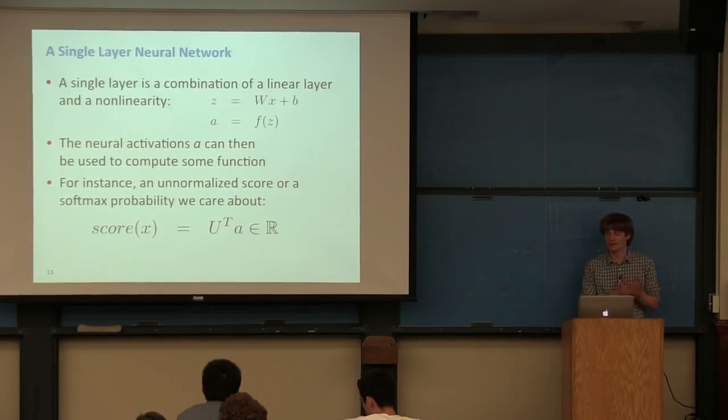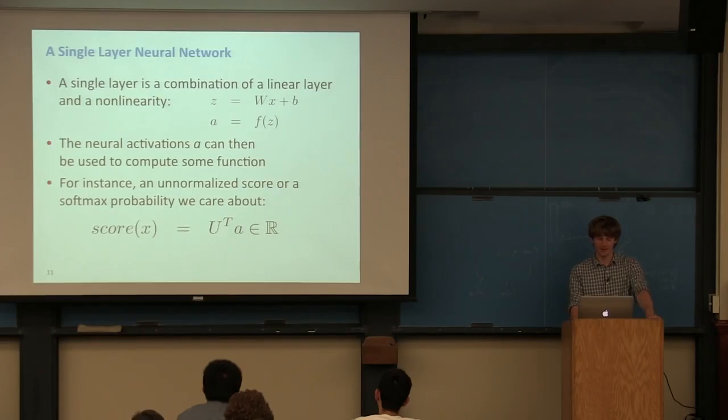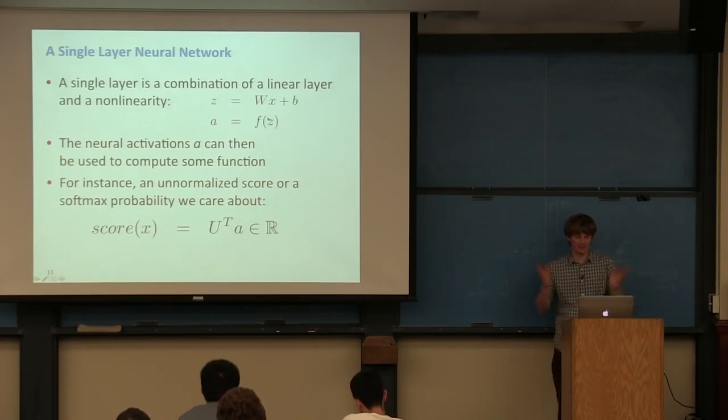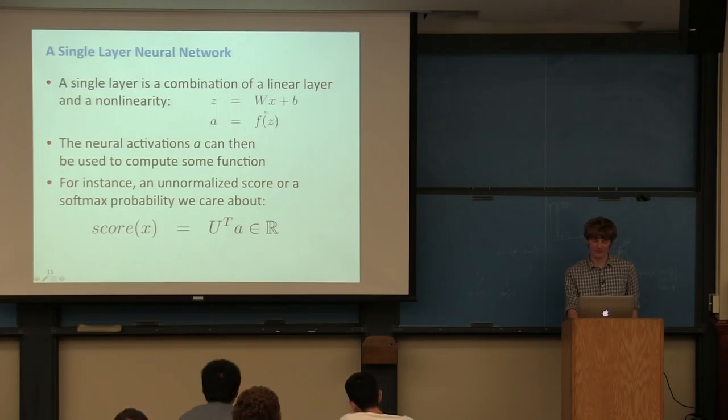So in the last lecture at the end, we defined our neural network with a single hidden layer with the following two steps here. We had our linear layer, which we'll define as Z, which is just a matrix multiplication Wx plus b, and then we had an element-wise nonlinearity, like the sigmoid. Once you have this neural activation vector A, you can see that as your feature set again, and you can compute any kind of function on top of that.